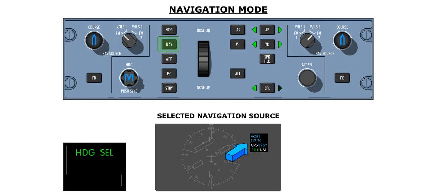The navigation mode is armed by pressing the navigation push button on the FGCP. This arms the AFCS system to capture the selected navigation source. This navigation source is displayed on the EHSI. The possible navigation sources are VOR, localizer, or LNAV. Click on the navigation push button to arm the VOR.